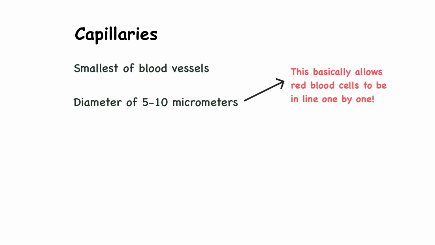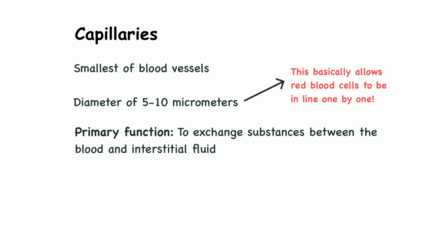Capillaries are going to be the smallest of blood vessels with a diameter of about 5 to 10 micrometers. Their primary function is going to be to exchange substances between the blood and the interstitial fluid. In these areas, the capillaries are going to form a capillary bed, and we're going to get much smaller, basically to where one red blood cell at a time can pass through. And it's going to allow for this exchange to happen where oxygen and nutrients can go into the interstitial fluid, and waste and carbon dioxide can be picked up by the capillaries to eventually be taken to the heart and removed from the body.